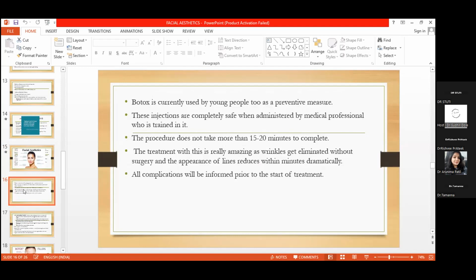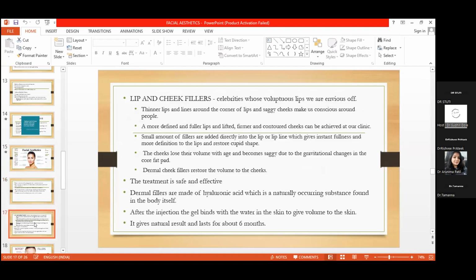So all complications would be informed in prior, and within seconds of administration of the Botox you can see the wrinkles are gone. But the only thing with the Botox is that it is transient, so it will last only 4 to 6 months. Then comes the lip and cheek fillers.